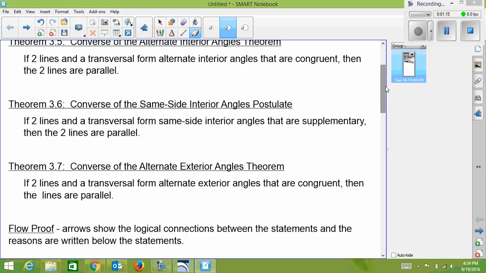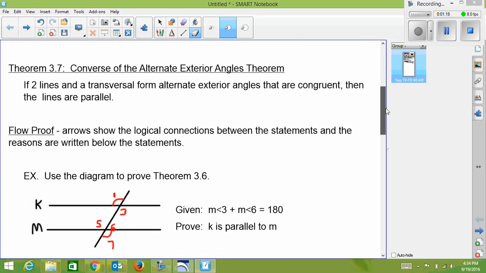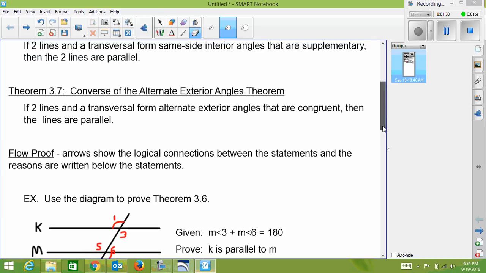And so now I'm going to move the screen down and I will show you this example, and I will go through these theorems with you, and we'll just start with the one that you can actually see on the screen right here. Converse of the alternate exterior angles theorem. So if 1 and 7, which are alternate exterior angles, if you can prove that they are congruent, you know that these two lines that the transversal crosses are parallel.